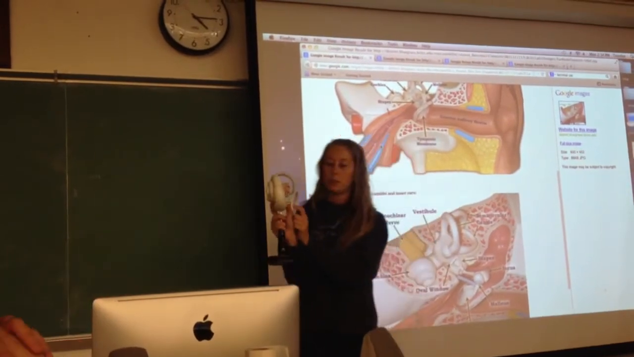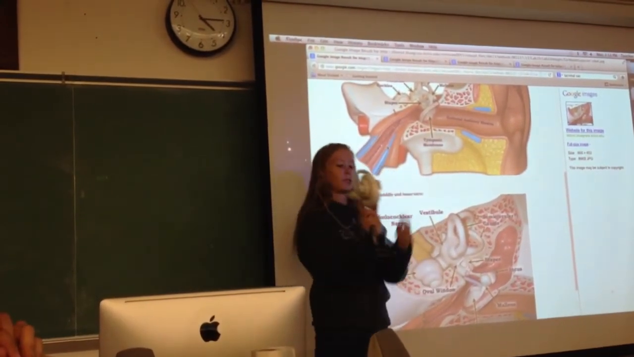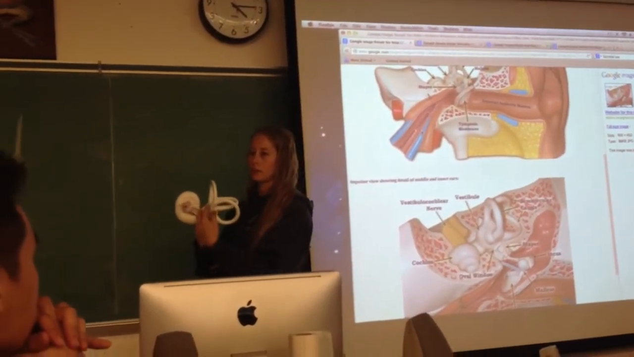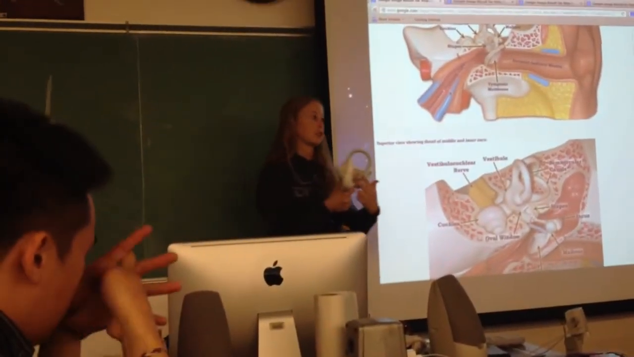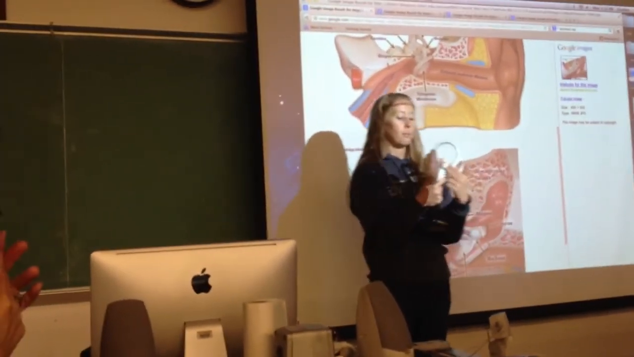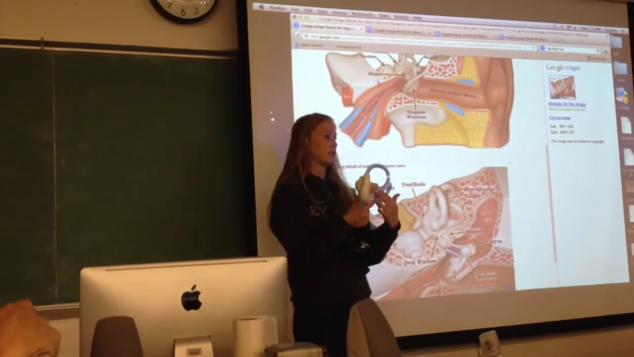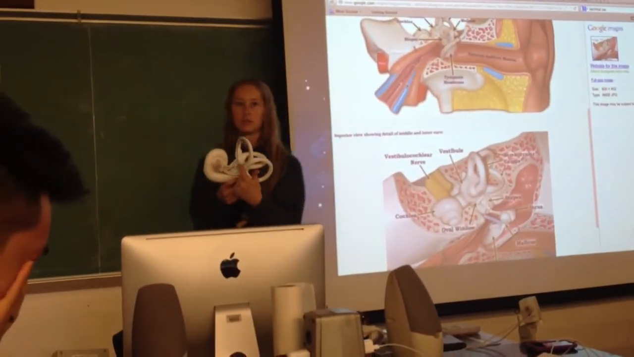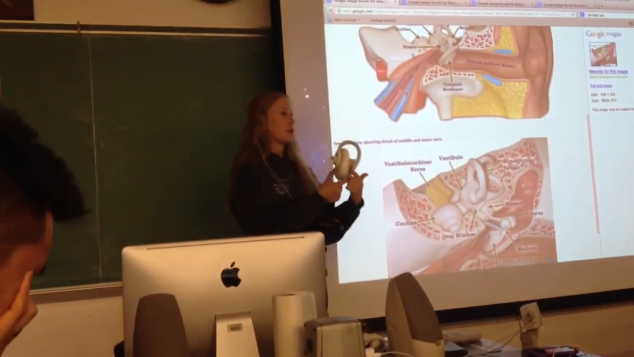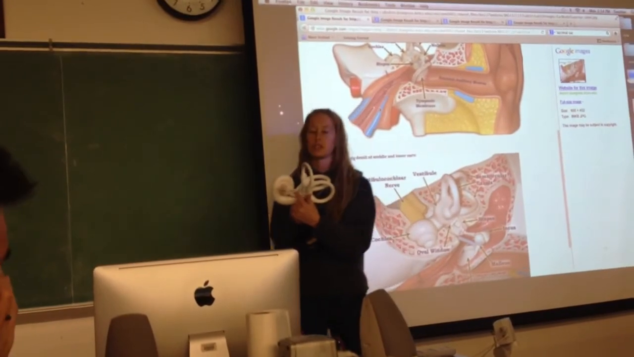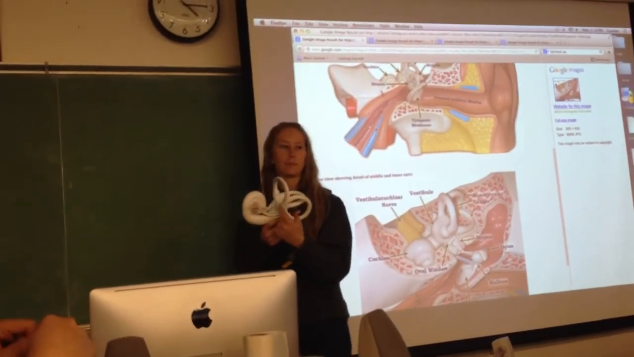Then last we have the vestibule. Again, the vestibule is this portion, kind of right by the semicircular canals, between the semicircular canals and the cochlea. There are two bumps. The bump closest to the semicircular canals that kind of has this opening, that's the utricle. The one closest to the cochlea, that's the saccule. So you're just naming the two bumps that make up the vestibule.